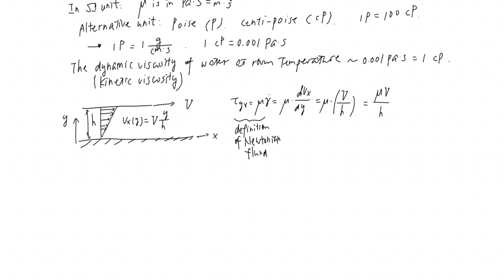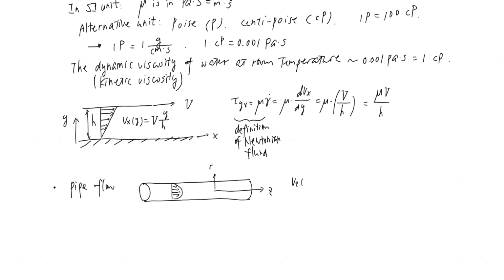And you may have problems like this in different geometry. For example, you may have a pipe flow. For a pipe flow, let's consider a cylindrical pipe. And you may say, okay, this is my z coordinate, which is along the axis of the pipe, and then this is my radial direction. You may have a type of flow developed in this way. You would have your velocity along the z direction as a function of r. And in this case, your shear stress would be written as tau rz is mu dvz/dr.